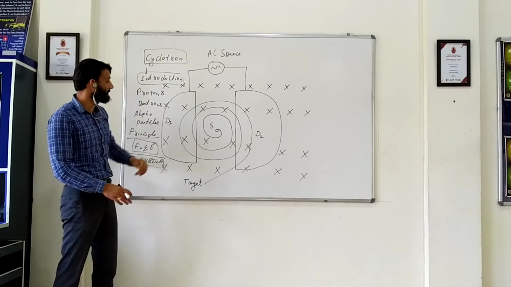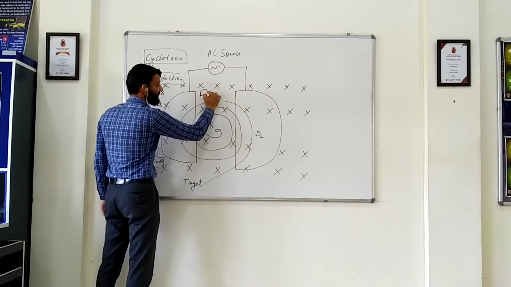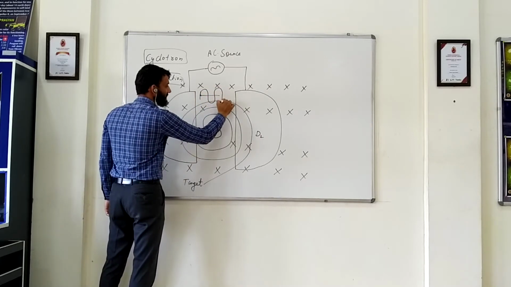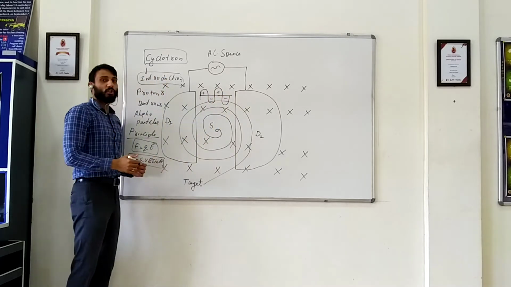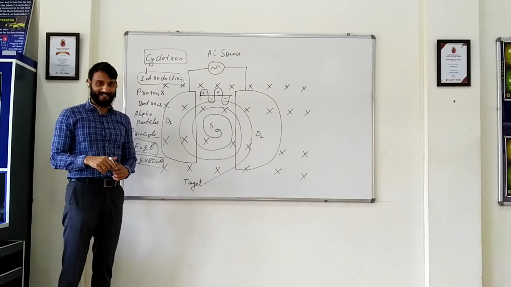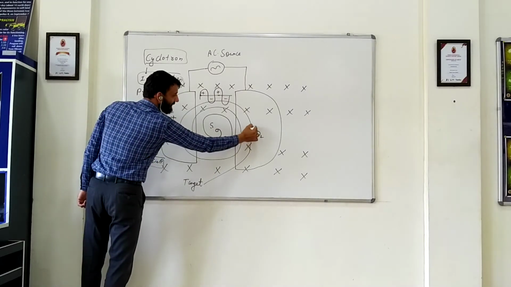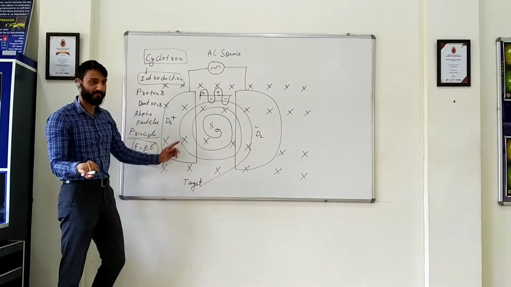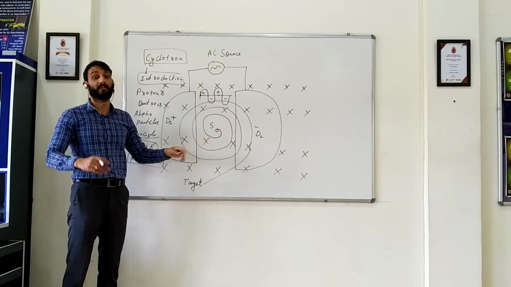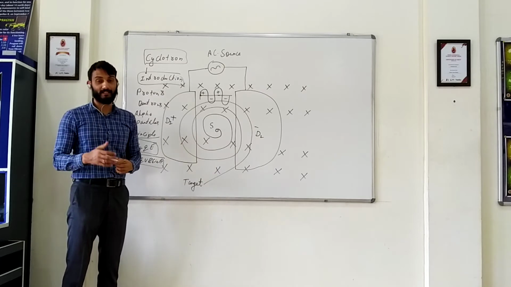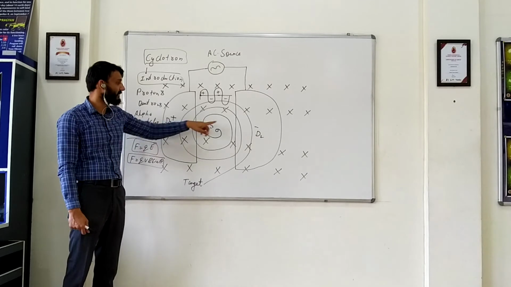This AC is like this. Sometimes it is positive, sometimes it is negative, positive, negative, positive, negative. So let us assume that at any instant this is negative, this is positive, and this is negative. It may happen because sometimes this will be positive, that will be negative, because AC changes its direction at each and every instant. So let us assume that this is positive, that is negative.